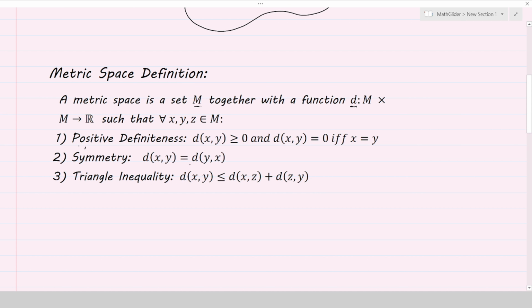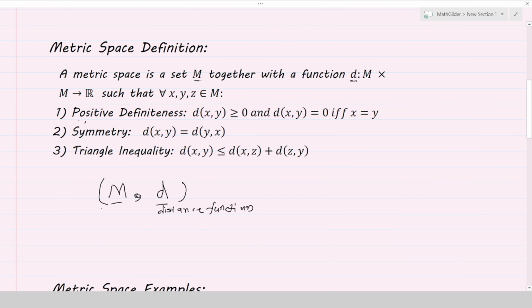So in a metric space, what we will have is a set capital M and a distance defined on it satisfying these three properties. Any such pair we will call a metric space: a set along with the metric. A metric is a distance function satisfying these three common properties, and we call the pair a metric space. So let us see some examples of metric space.